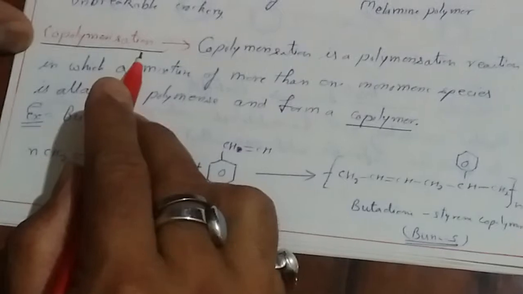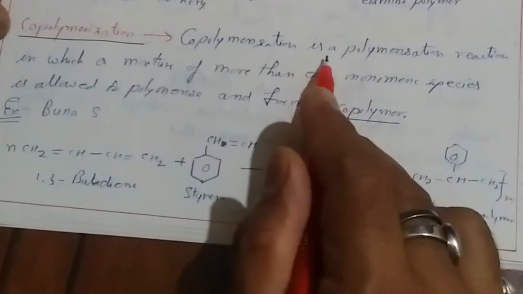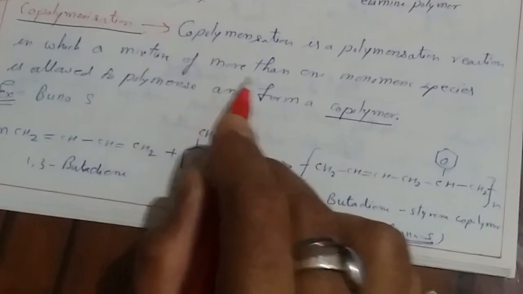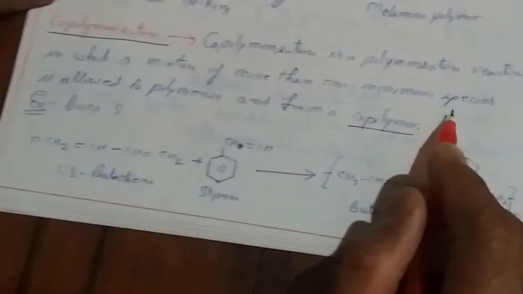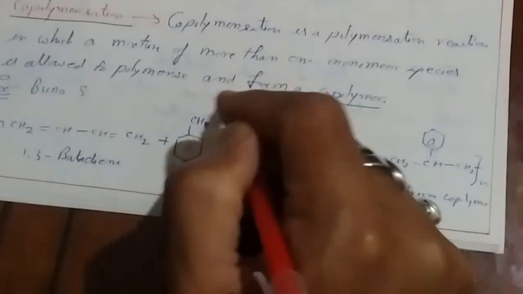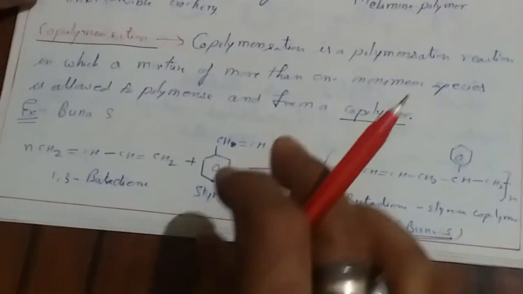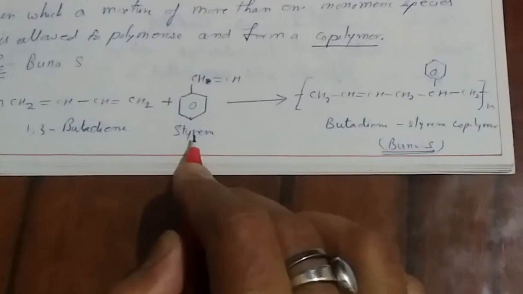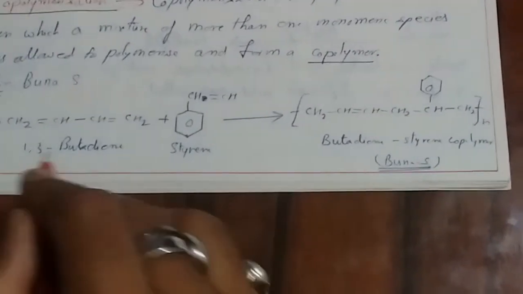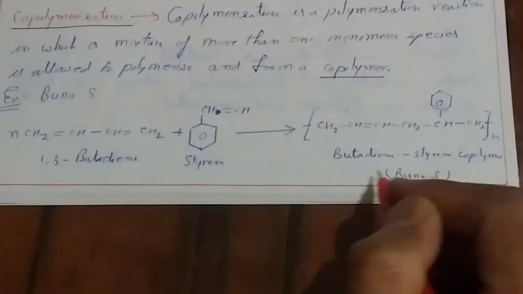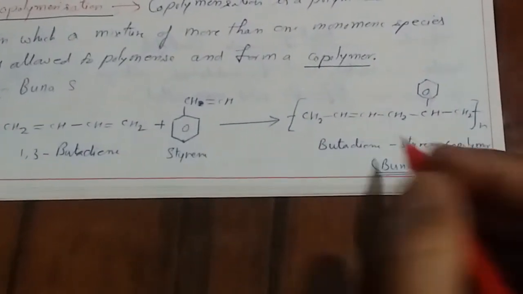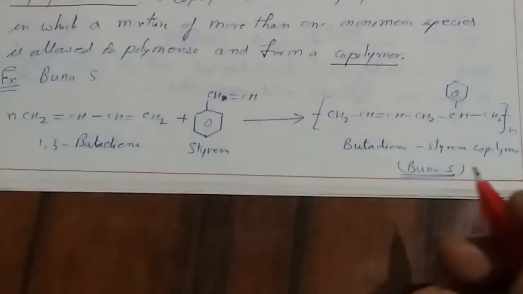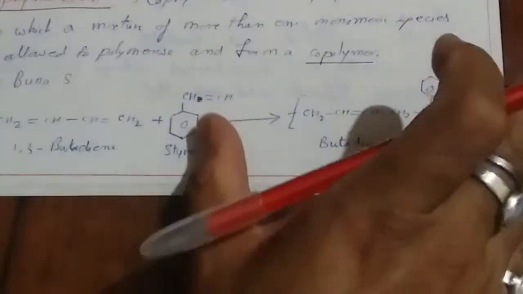Next is the copolymerization process. Copolymerization is a polymerization reaction in which a mixture of more than one monomeric species is allowed to polymerize and form a copolymer. For example, Buna S. 1,3-butadiene reacts with styrene and produces Buna S. S is for styrene, Bu is for butadiene, and Na for sodium, in the presence of a base.